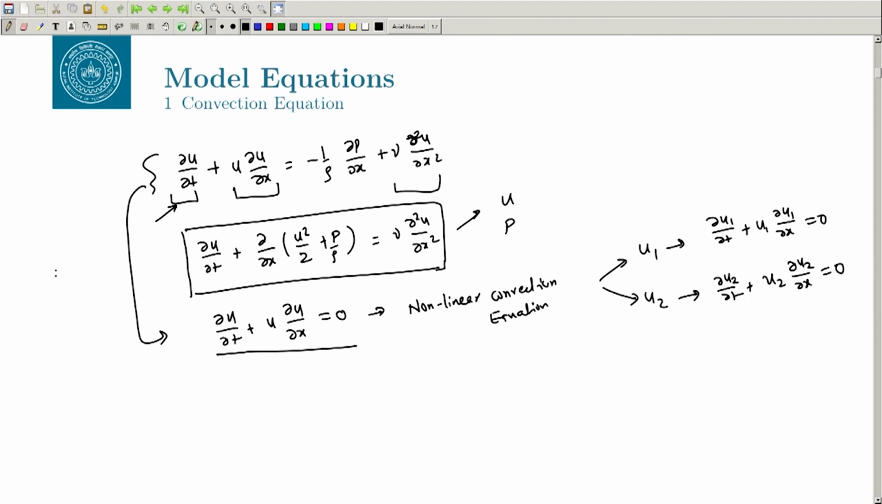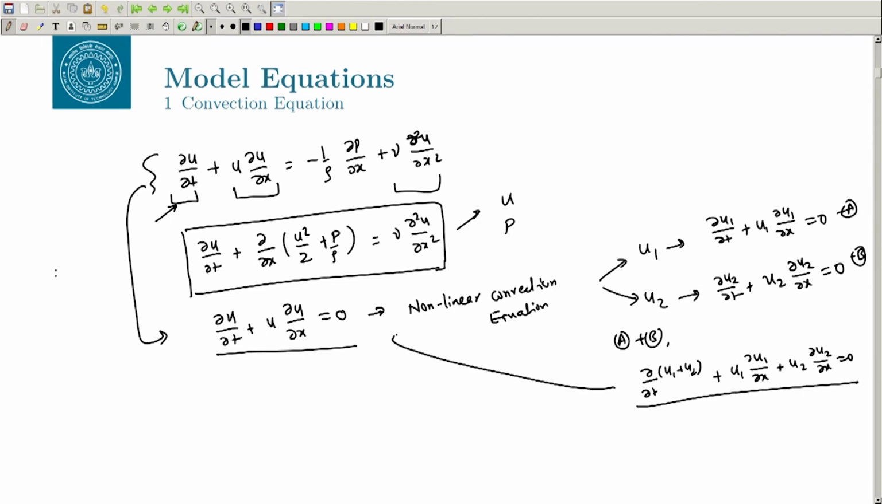These are the two solutions for this equation, and if you add them up, and that also satisfies the equation, then it is linear; otherwise, it is a non-linear equation. If you do that, this is del by del t of u1 plus u2, plus u1 del u1 by del x plus u2 del u2 by del x. So, it does not satisfy this equation. That is why it is not linear, it is a non-linear equation.